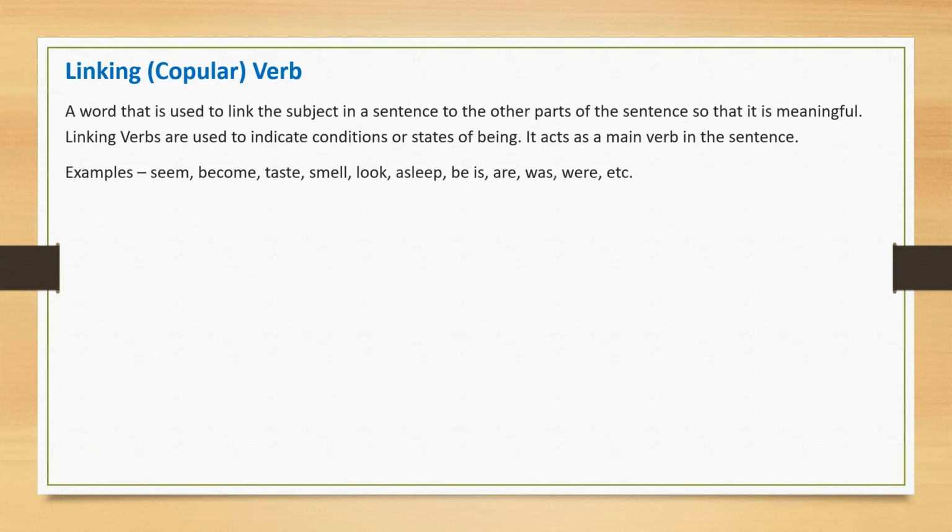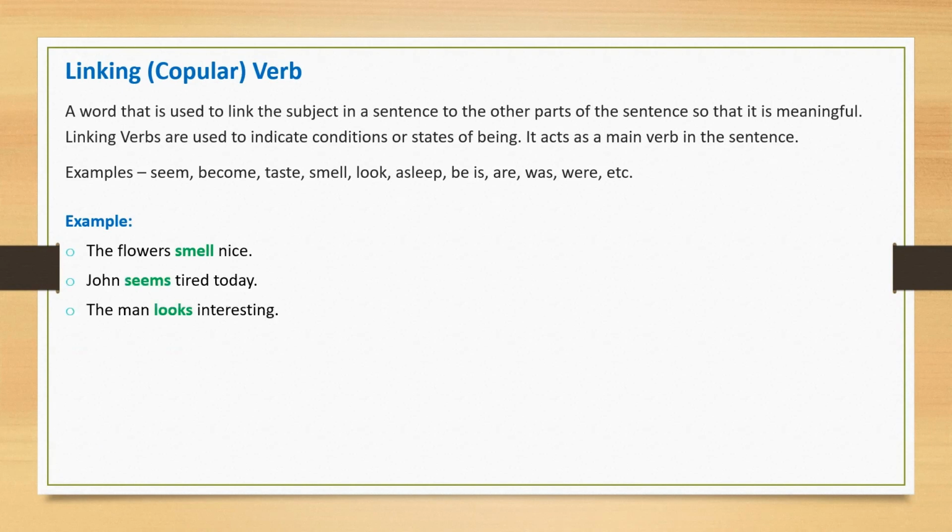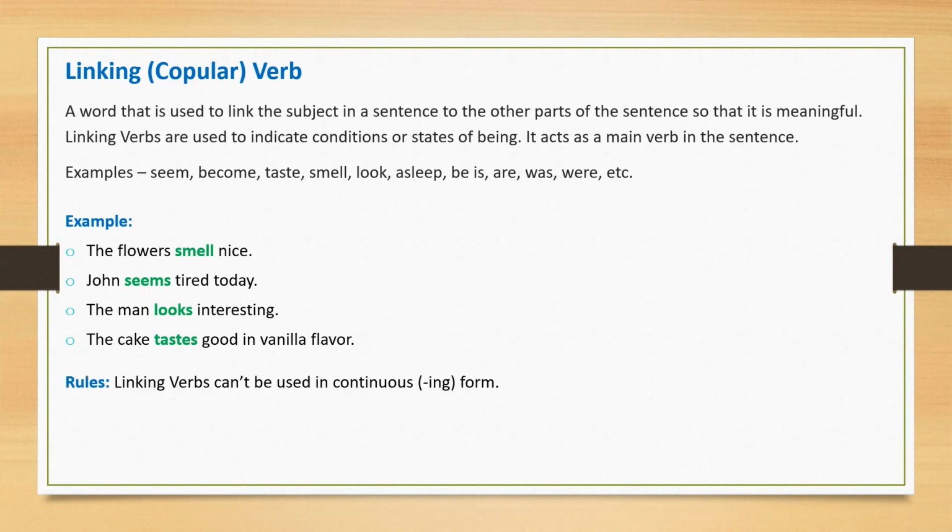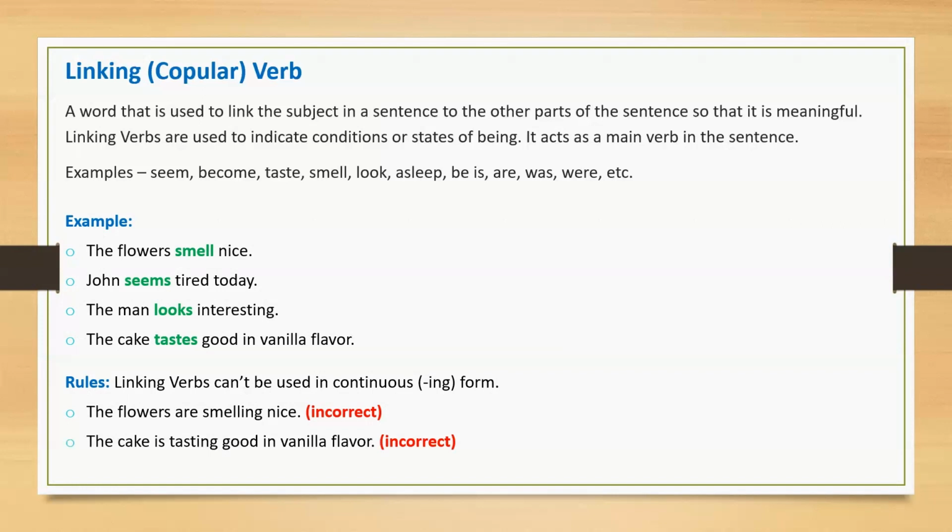Let's consider sentences with linking verbs. The flowers smell nice. John seems tired today. The man looks interesting. The cake tastes good in vanilla flavor. Linking verbs cannot be used in continuous form. For example, the flowers are smelling nice. The cake is tasting good in vanilla flavor.